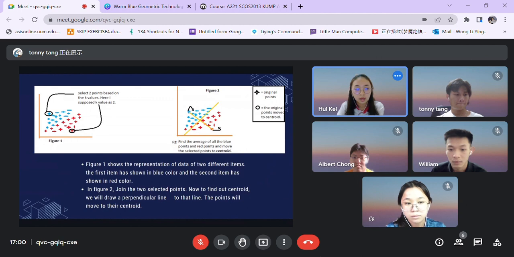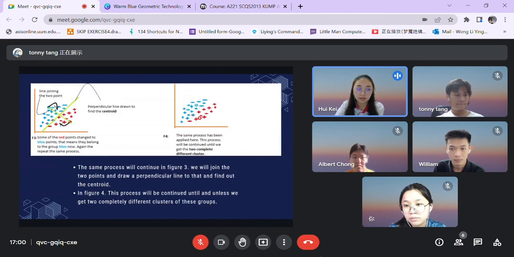Here I'm choosing the value of K randomly as 2, and there are different methods by which we can choose the right K value. In figure 2, join the 2 selected points, and now we have to find the centroid. We will draw a perpendicular line to that line, and the points will move to their centroid. Then you will see that some of the red points have now moved to the blue points, and now this point belongs to the group of blue color items.